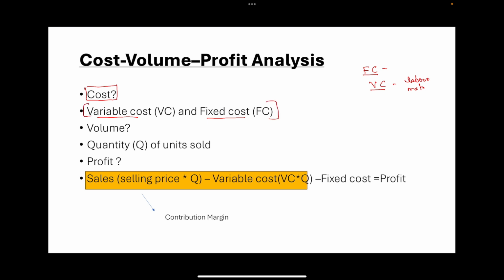So what do you mean by volume? Volume means the quantity, the total number of units that is sold. That comes under volume. And what do you mean by profit?